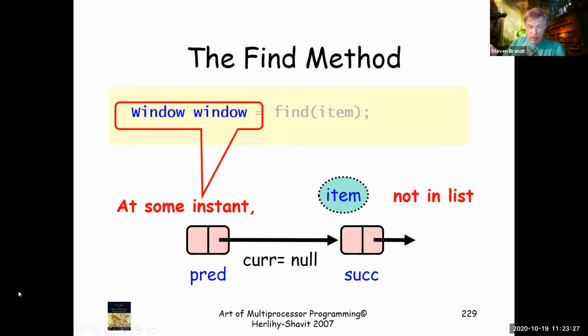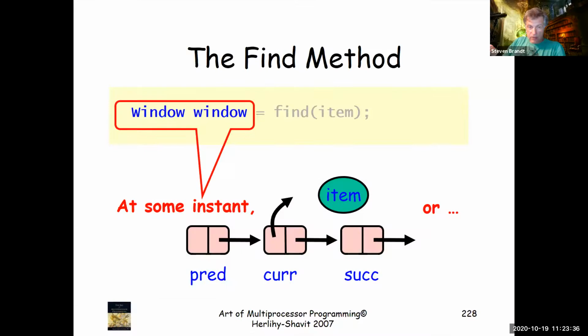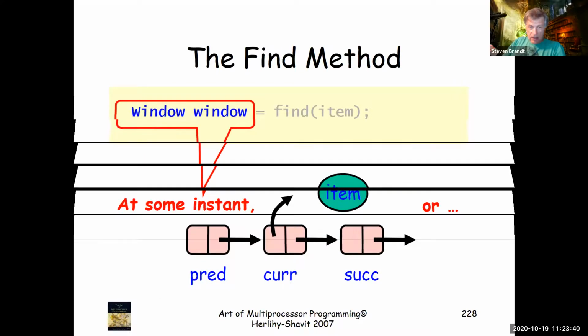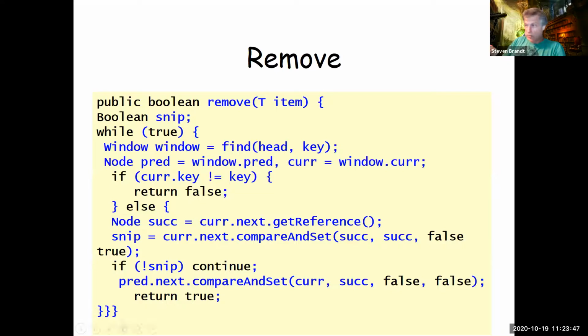And so we could have a predecessor and a current where this is some item that's in the list, and then we can redirect the pointer and take the item out of the list. So here is the remove code.